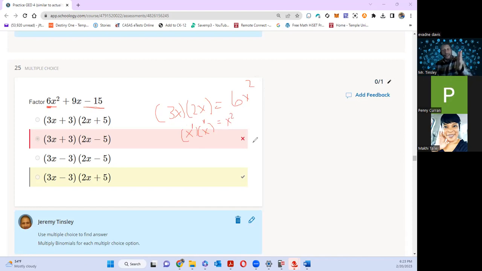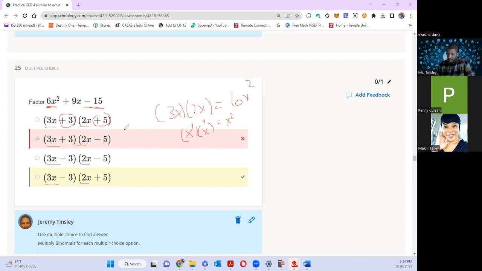Remember, I told you that exponent rules are very important. You're going to need them. So 6x squared. We know that each one of these, the first term, is going to be 6x squared. We can easily see that. But the next thing I want you to do is look at the last term, minus 15. So we're going to look at the last two. What is plus 3 times 5?